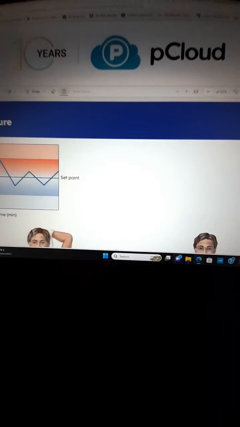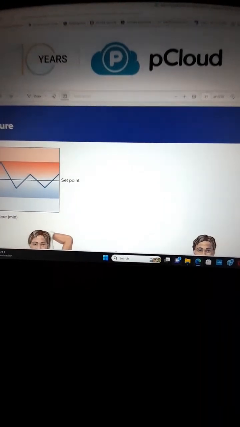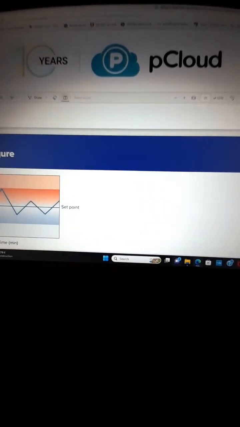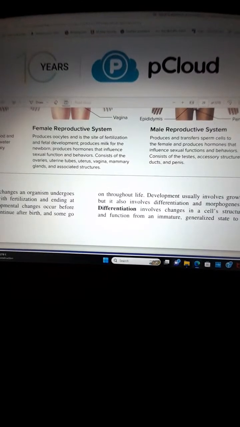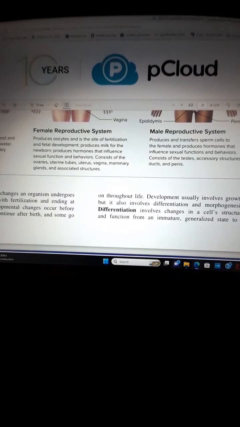Okay, this is temperature and variables and all these things. These are the things they want us to know, all these variables. Okay, so let's move this.